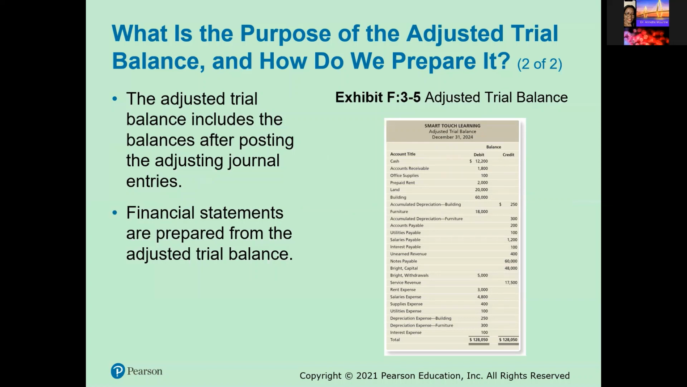The debits are equal to the credits in the adjusted trial balance, which is similar to the unadjusted trial balance that we discussed in Chapter 2. The information from the adjusted trial balance is used to create the financial statements in the following order: income statement, statement of owner's equity, and the balance sheet.